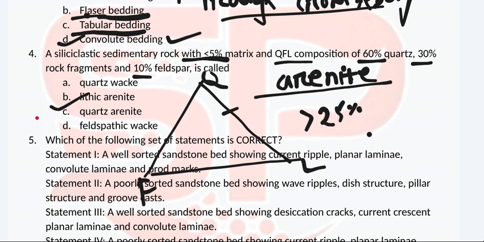If it is quartz arenite, then it will have greater than 90% quartz. If quartz is more than 90%, it will be quartz arenite. Similarly, if matrix percentage is more than 15%, then it will be wacke. If 90% quartz is there and more than 15% matrix, it will be quartz wacke. And if it has greater than 15% matrix and greater than 25% feldspar, you can say this is feldspathic wacke.